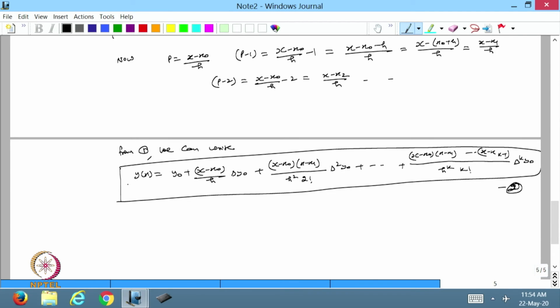Now, if I am able to find this polynomial, then you just put the value of any x here, and I can get the interpolating value of that using this equation number 2. So, that is the interpolating polynomial using the forward difference operator.